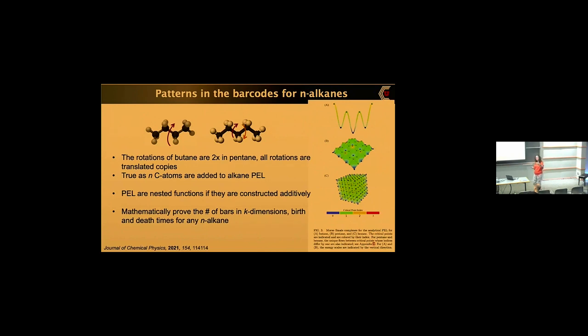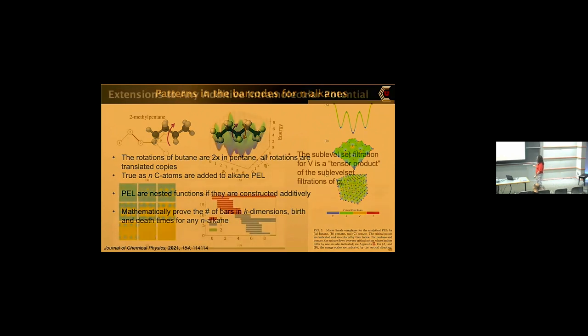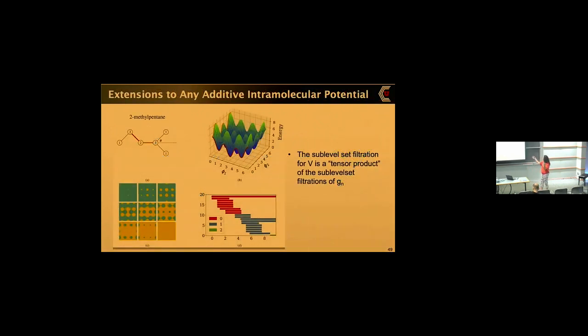What happens is that the resulting potential energy landscape for this molecule as it grows is a series of nested functions, if those terms can be added together. So if it's an additive potential energy landscape, then I can do this. And I can use the fact that this potential energy landscape is a series of nested functions to mathematically prove the number of bars in any dimension of space that I want, and their birth and death times. We did this a few years ago, first in JCP, and then we extended it to more complex molecules that are these branched alkanes.